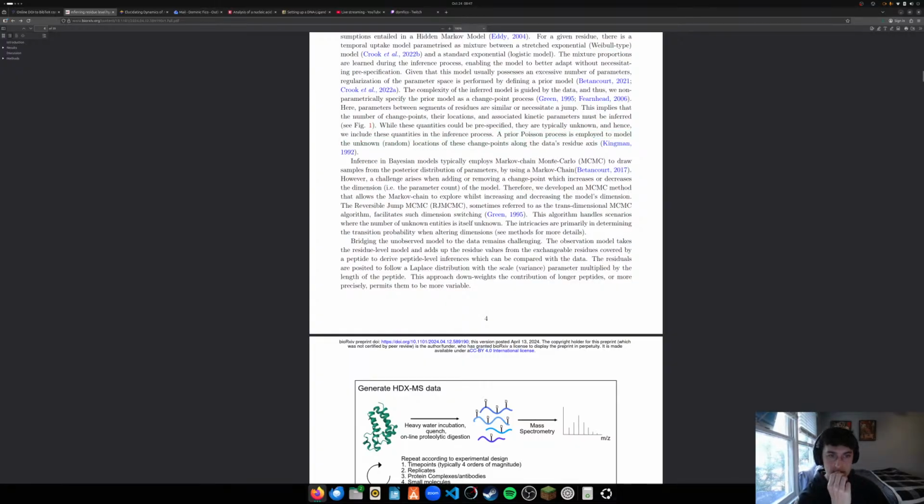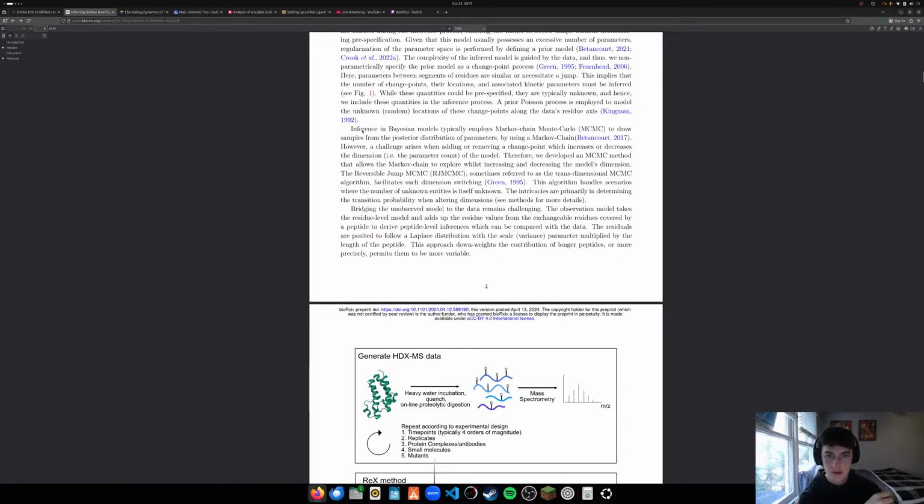A prior Poisson process is employed to model the unknown random locations. Inference in Bayesian models typically employs Markov chain Monte Carlo to draw samples from the posterior distribution of parameters by using the Markov chain. However, a challenge arises when adding or removing a change point, which increases or decreases the dimension. Therefore, we developed an MCMC method that allows the Markov chain to explore while the dimension is increasing and decreasing.